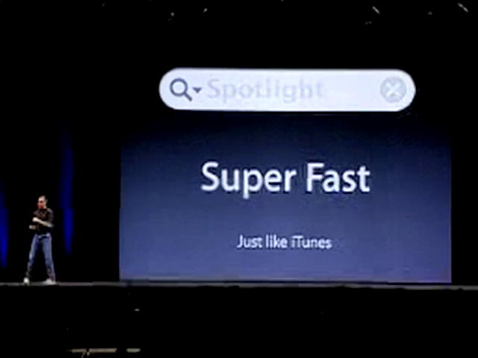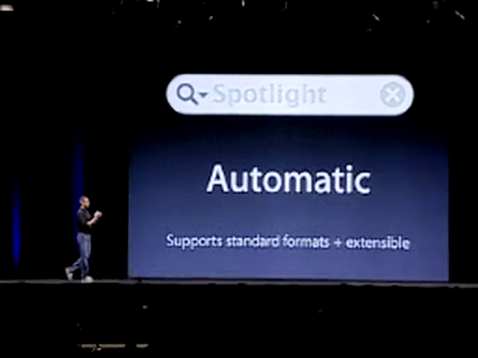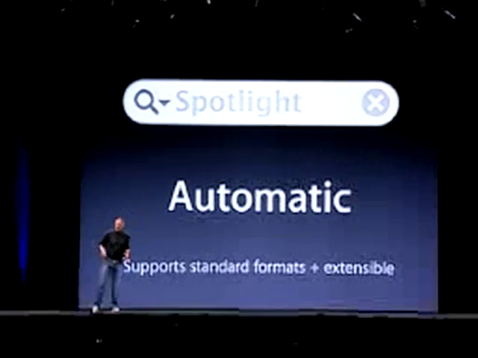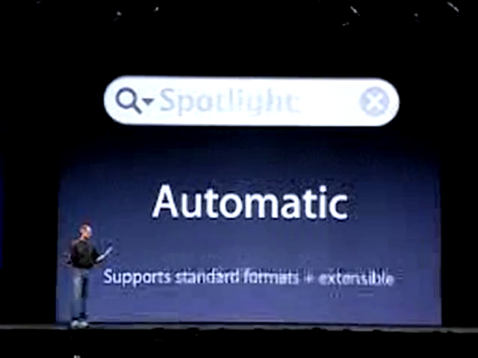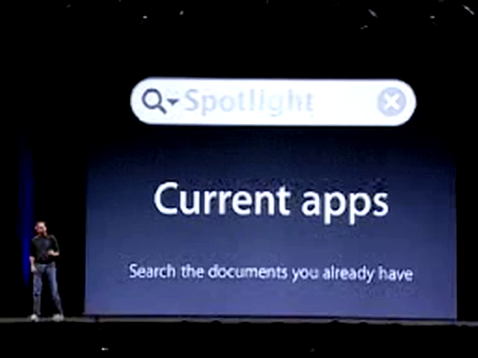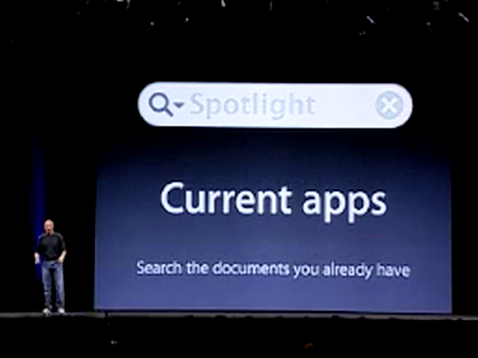Spotlight is really fast. It's architected super cleanly. It's just like iTunes. It's automatic. It supports all standard file formats and metadata formats, and it's extensible. So you can adapt it to yours if you're doing something a little off the beaten path. And it works with all current apps. You can search the documents of the apps you already own. You don't have to go buy new apps. It works with all the current apps.